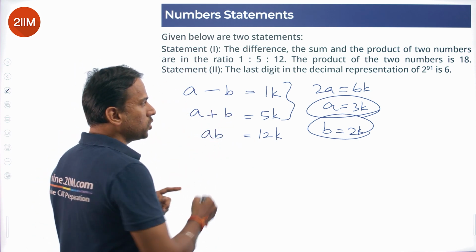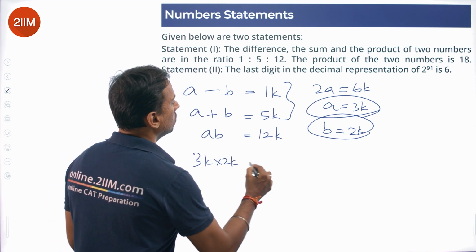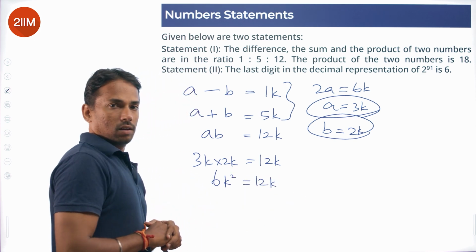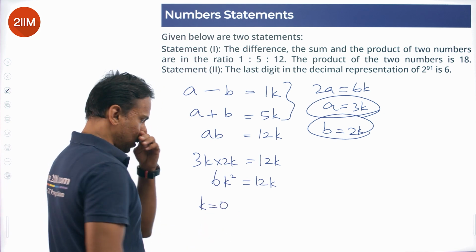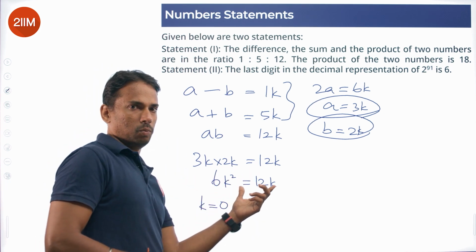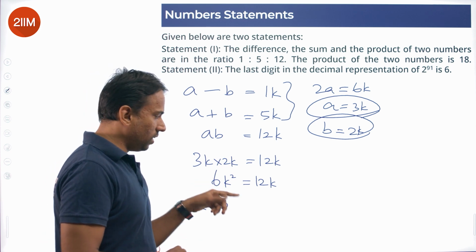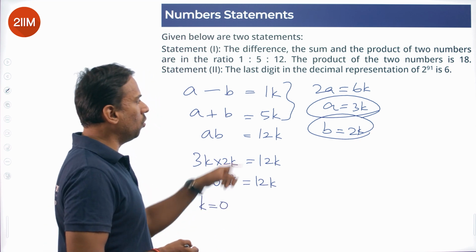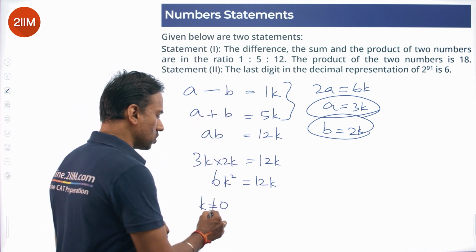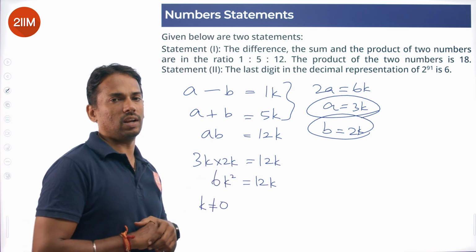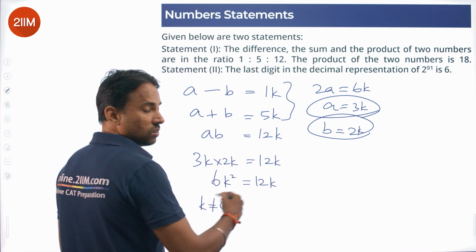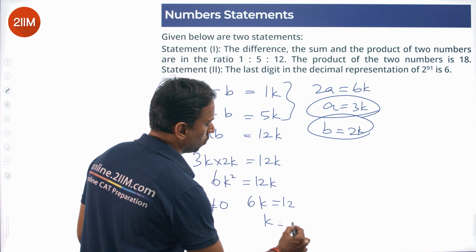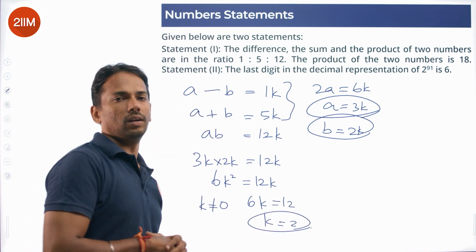That means what is AB? AB should be equal to 3k into 2k. This is equal to 12k, or 6k square should be equal to 12k. From this we get k equal to 0, because you can divide both the sides by k. If I try dividing, one case we are exempting is that k is equal to 0, but k equal to 0 will not be satisfying the condition, so k is not equal to 0. We'll ignore the case where k is equal to 0. K not equal to 0, that means when we divide on both the sides, we'll be getting 6k is equal to 12 or k is equal to 2. That's all. Done. We got the value of k.